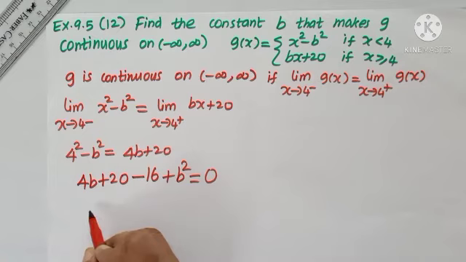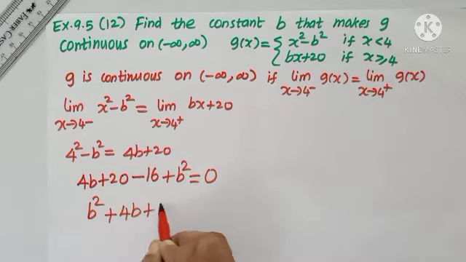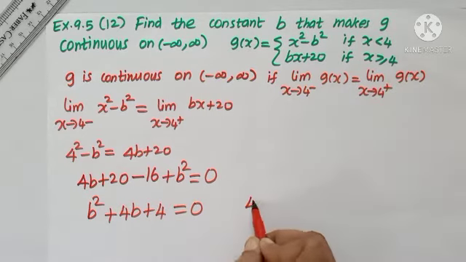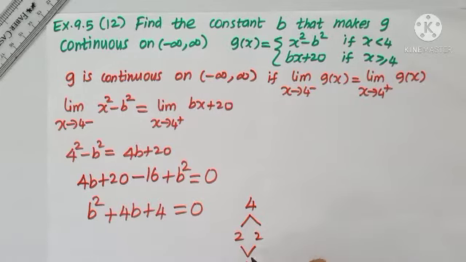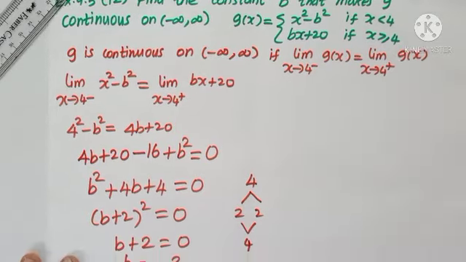As we try to simplify this, it is b square plus 4b plus 4 equal to 0. Factorizing for b, I get 2 2's are. So my answer, b plus 2 the whole square is 0, or b plus 2 equals 0, which gives us b equal to minus 2.